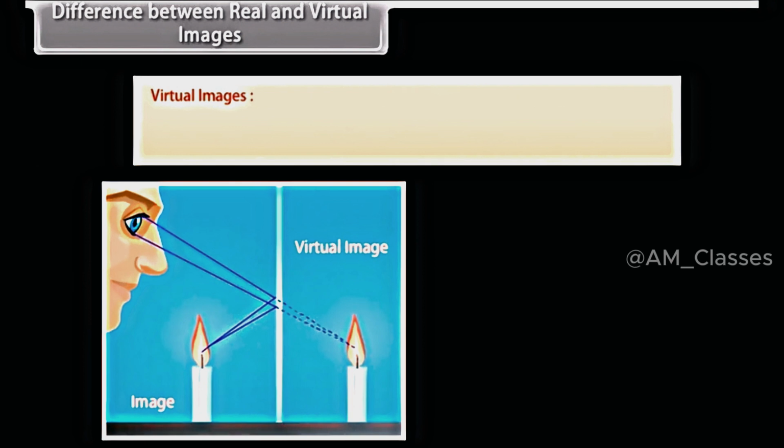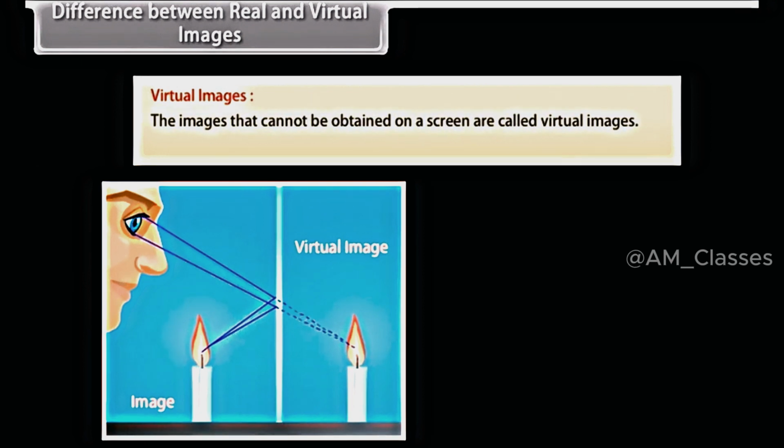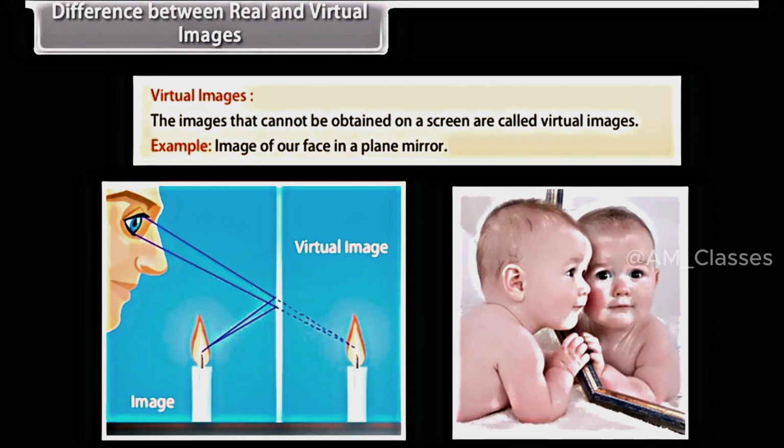Virtual images. The images that cannot be obtained on a screen are called virtual images. Example, image of our face in a plane mirror. It is formed by a concave lens.